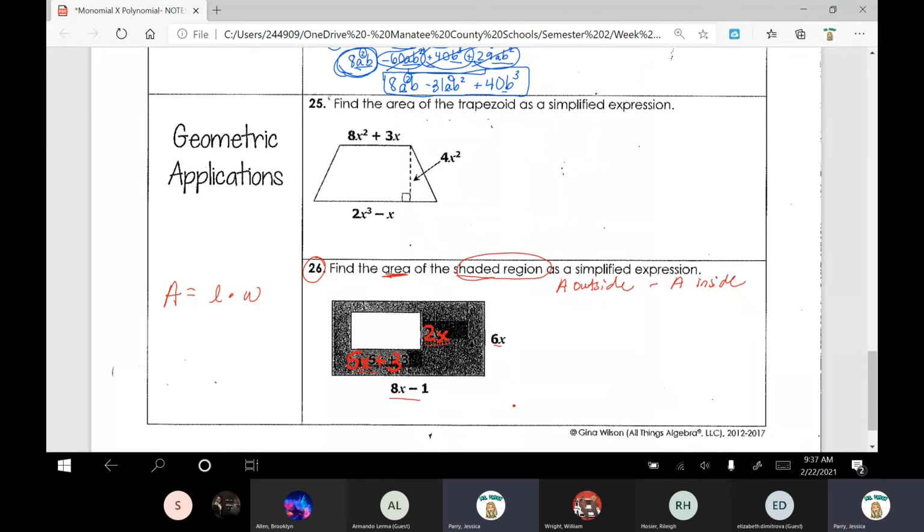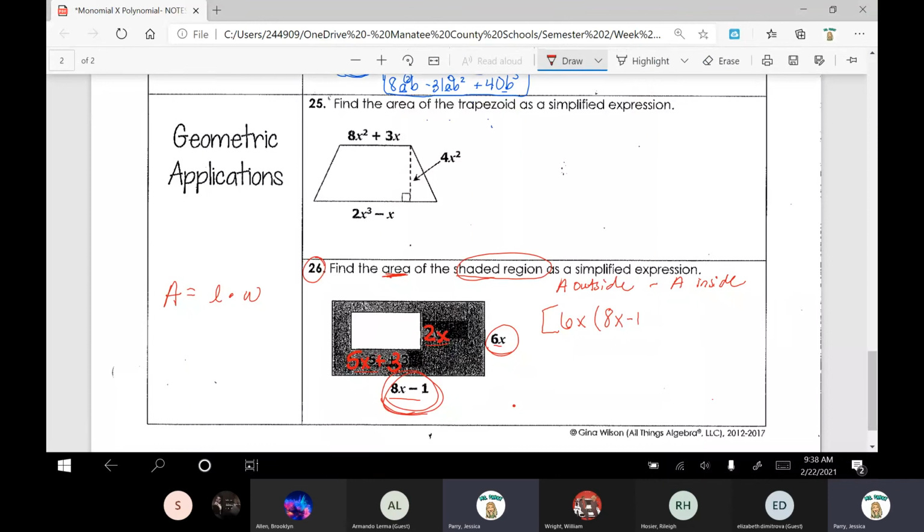The area of the outside, length times width, or you can even switch it, width times length, it's the same thing. Area of the outside, this times this. I'm going to put some brackets in here to help us stay organized. We've got our 6x times this whole thing here, the 8x minus 1. So times that entire thing. So I have parentheses, 8x minus 1. Okay, so that's our first box, the outside area.